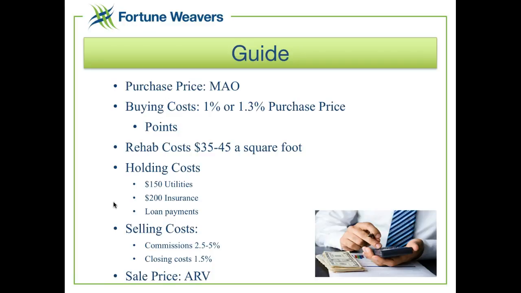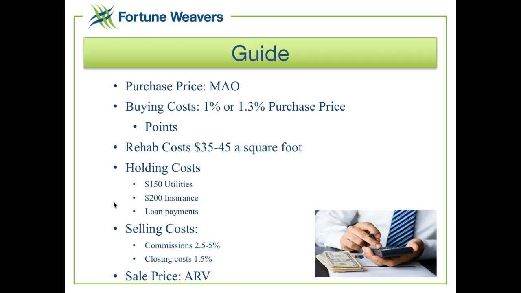Now, if you're a traditional buyer with a loan, you're using an FHA loan, you're going to be around 2%. But on these cash deals, we end up with some lower closing costs. Understand points are tied to hard money loans. All right. These holding costs at $150 and $200 for utilities and insurance are pretty standard.